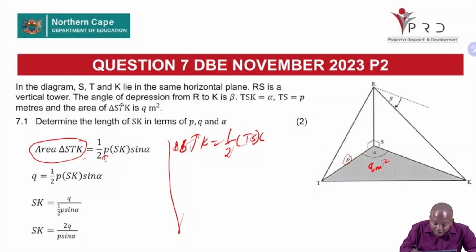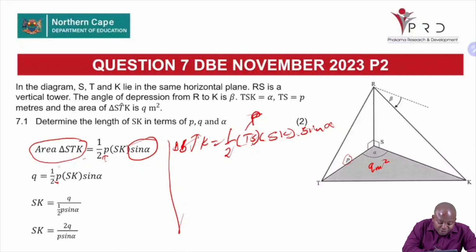Then another one is SK times the included angle, which is sine alpha. So this is the included angle. So now in the area of TS, we now know TS is equal to what? It's P. So you substitute P for TS. Our area is Q. You substitute Q for the area.